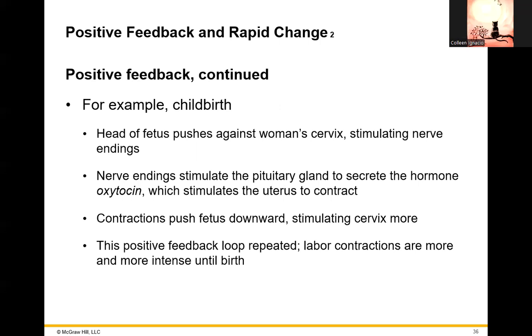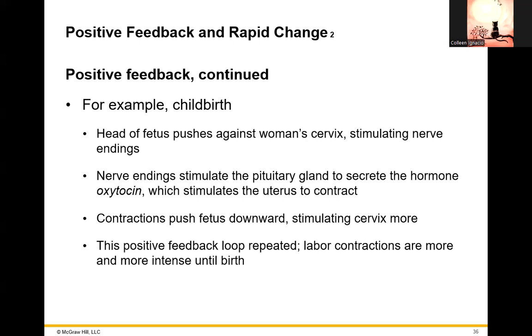So you may be saying, okay, what's an example of positive feedback? A really great example that you're probably going to see over and over, especially as you get into mother-baby kinds of classes, is childbirth. So the head of the fetus pushes against the woman's cervix, and that stimulates nerve endings, besides other things. Those nerve endings stimulate the pituitary gland to secrete the hormone oxytocin, also maybe known by some of you as Pitocin. And this stimulates the uterus to contract.